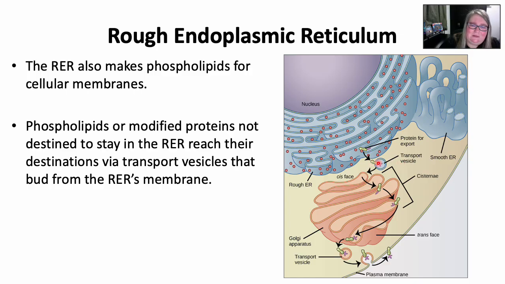A lot of times these proteins need to go to the Golgi apparatus first. Some things can go directly to where they're needed, or if it's a phospholipid that doesn't need modifications, it can go straight to the plasma membrane. But this transport vesicle is going to make sure it gets to where it needs to go. Once the membrane surrounds the protein, that membrane is going to bud off to make the transport vesicle.